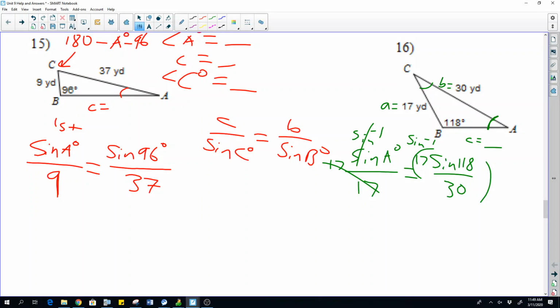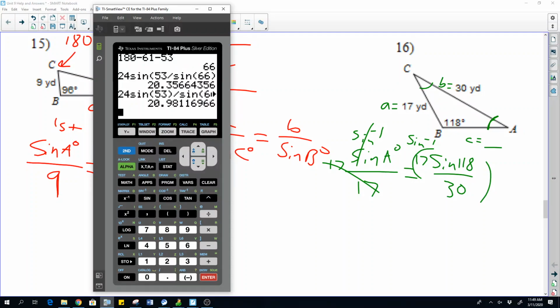So then we go and plug that into our calculator. And so we're going to do inverse sine of 17 sine 118 degrees. Good. Then close parenthesis, and then divided by 30, and then close parenthesis again. And so we get 30 degrees. Interesting. So there we go.